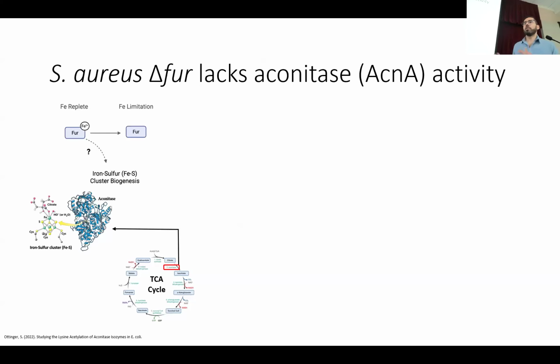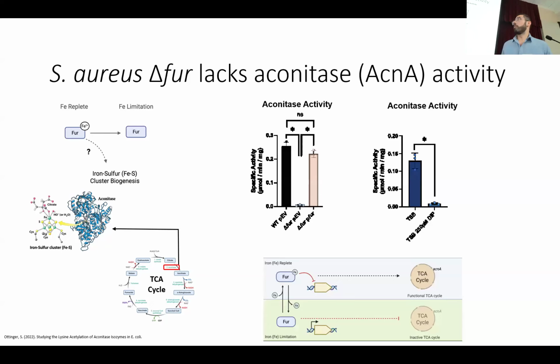Before I joined the lab, Jeff was really interested in iron-sulfur clusters, and he wondered whether Fur had any regulatory effect on iron-sulfur cluster biogenesis. So he looked at a familiar iron-sulfur cluster-using enzyme, aconitase, which is familiar since it's the second enzyme in the TCA cycle. In essence, we looked at the aconitase activity of a wild type versus a Fur mutant.